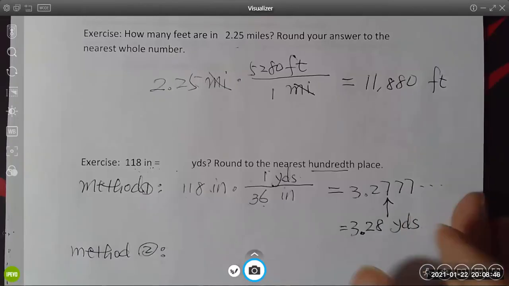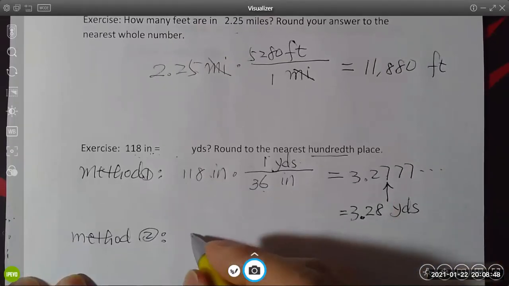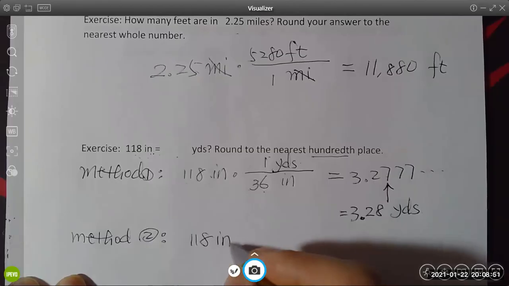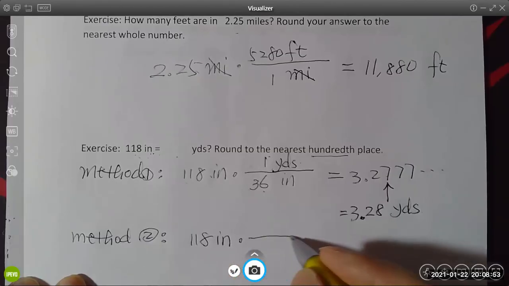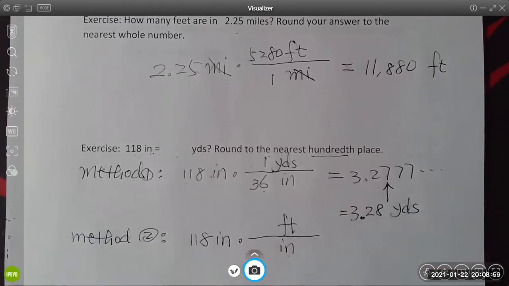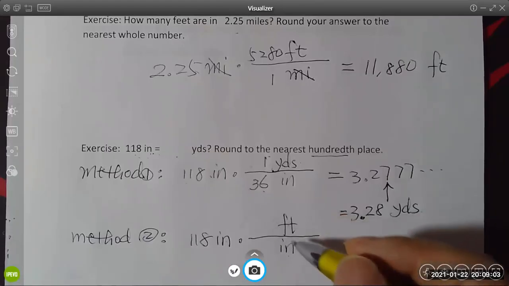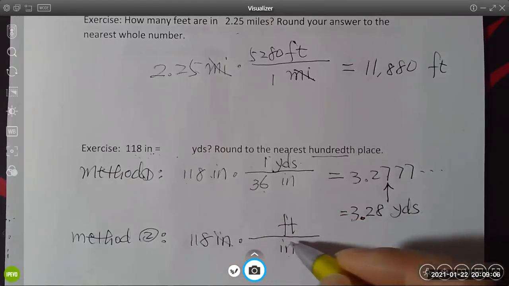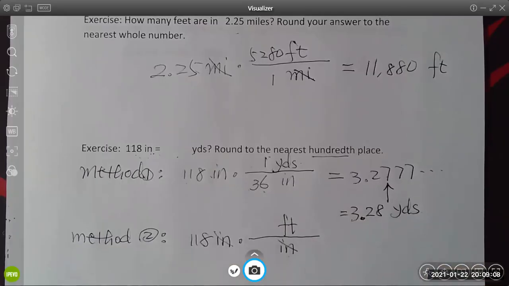So pay attention to the structure. So 118, we start from here. Now since I want to go from inch to foot, I want to cancel inch to put foot on the top. Now, before we do calculation, just look at the structure. After this step, inch is canceled, no more inch. So the only thing left is foot.